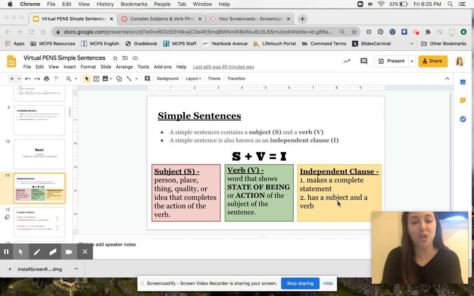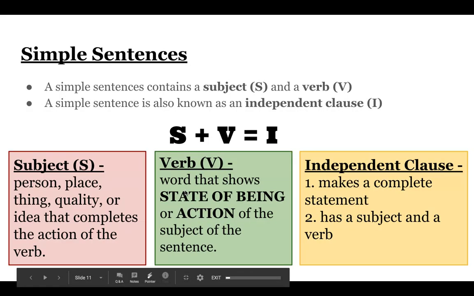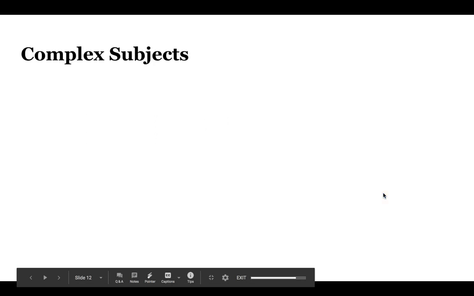Today we are continuing our discussion of simple sentences. So, as we talked about last time, a simple sentence has a subject and a verb, and together they make an independent clause or a complete sentence. So, sometimes you're going to have what we call complex subjects.